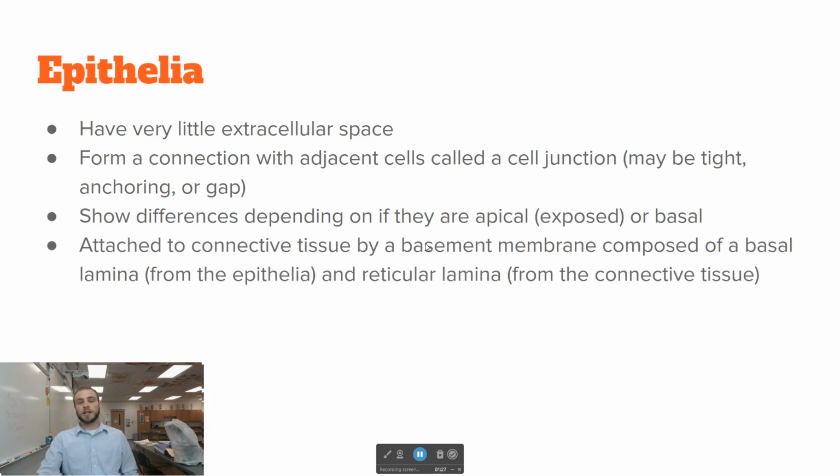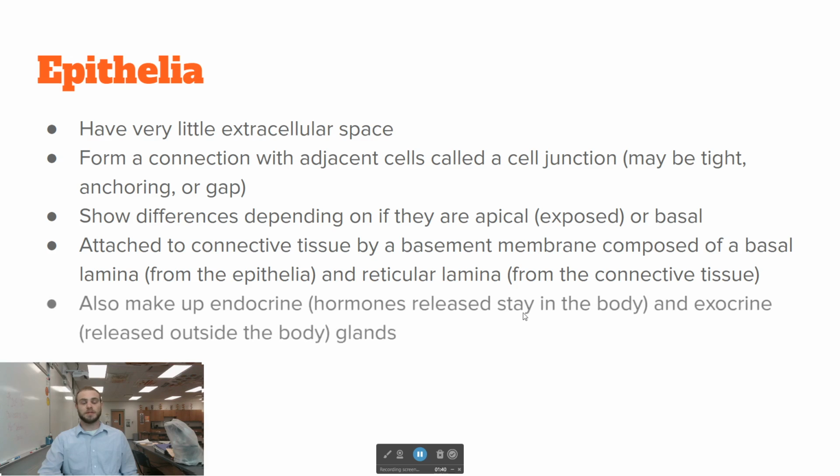Epithelia will be attached to connective tissue, usually deep to it, by some sort of basement membrane that's composed of a basal lamina, which is produced from the epithelia, and a reticular lamina, which is going to be produced from the connective tissue.